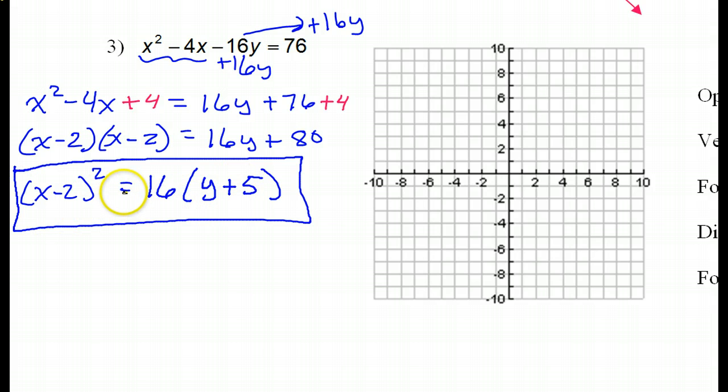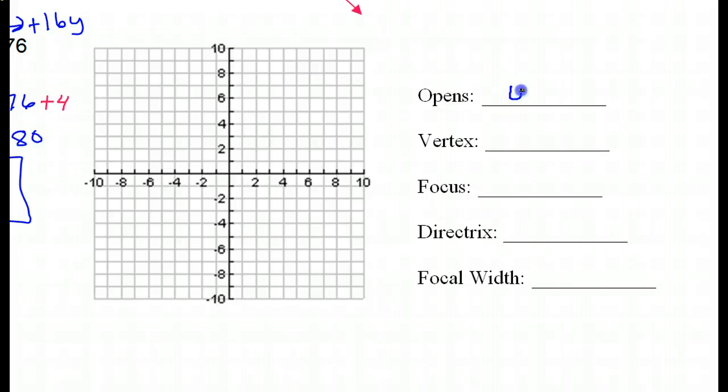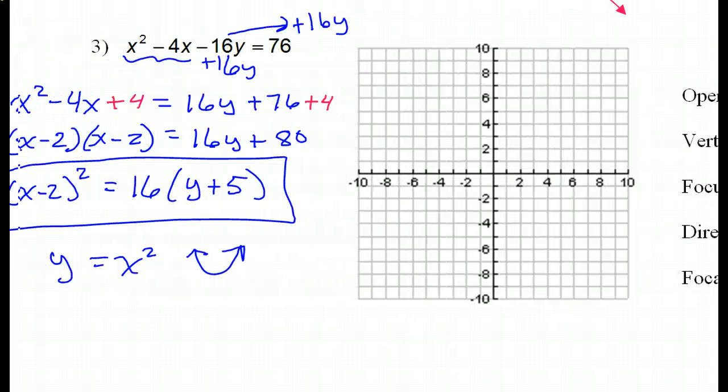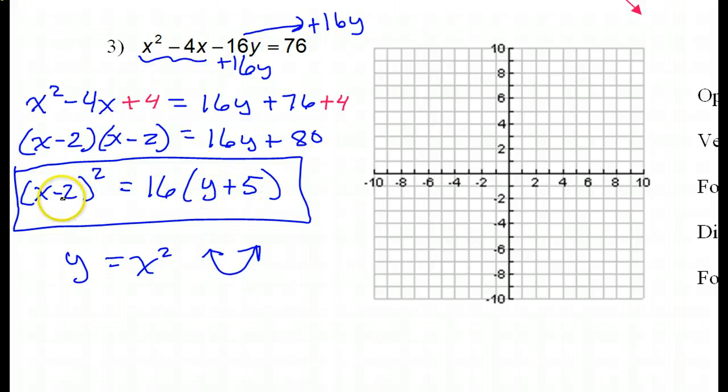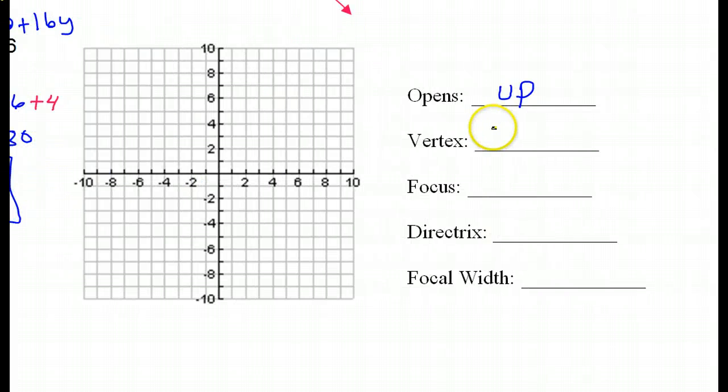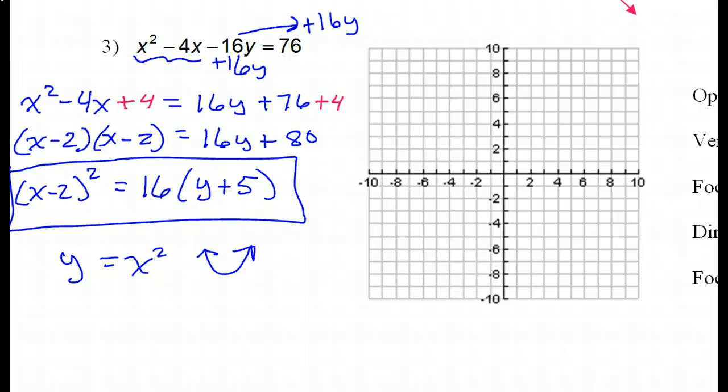That means the vertex, well, okay, wait. First, does it open up, down, left, or right? Well, since the x is squared, just like good old y equals x squared, we know it's going to either open up or down. Because the 16 is positive, it will be up. So opens up. Now the vertex. Opposite of both of these, so 2 comma negative 5. Now to find the focus, no, let's graph that.